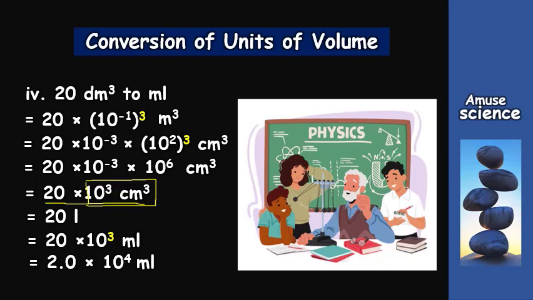We are going to get 2.0 times 10 exponent positive 4 milliliters, and it's the same thing that we had in converting to cubic centimeters. And so this proves that the cubic centimeters is the same as the milliliters.